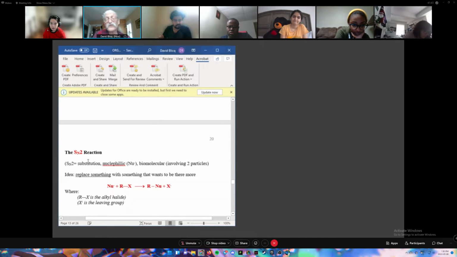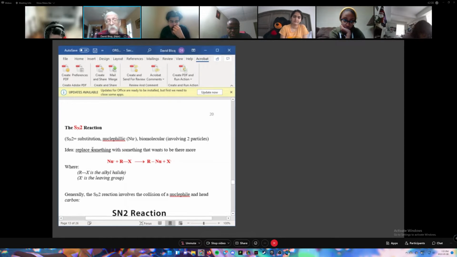SN2 means substitution, nucleophilic, and 2 means it's a bimolecular reaction. It involves two entities, two particles, if you will. Substitution, something bumping something out. It is nucleophilic, so it's telling you it's a strong negative group coming in right away. And it involves two separate molecular entities. What's going on? You are replacing something with something that wants to be there more.